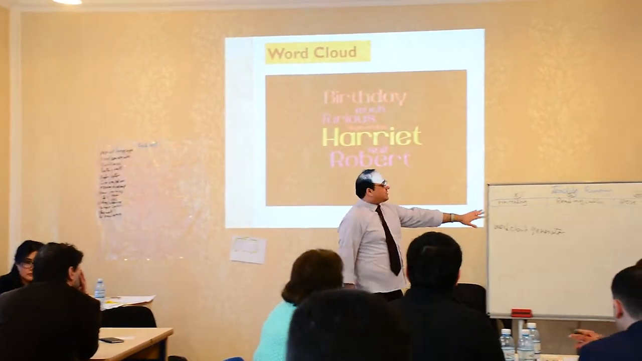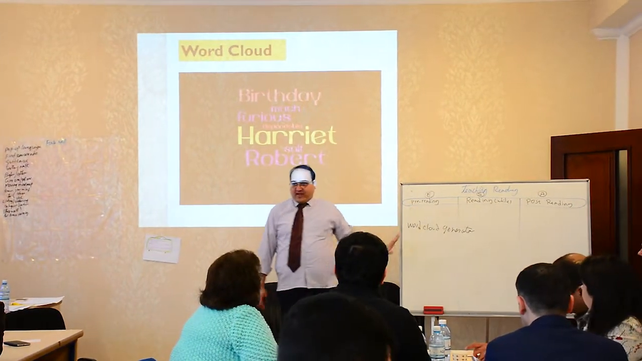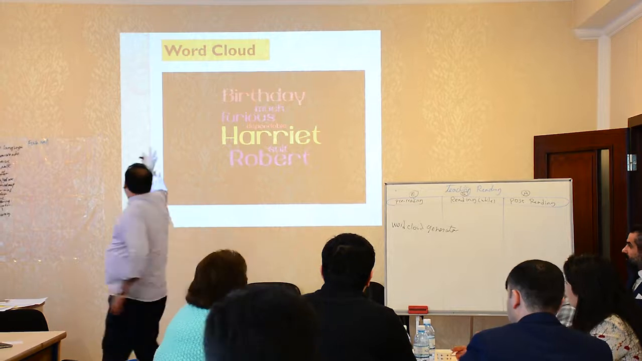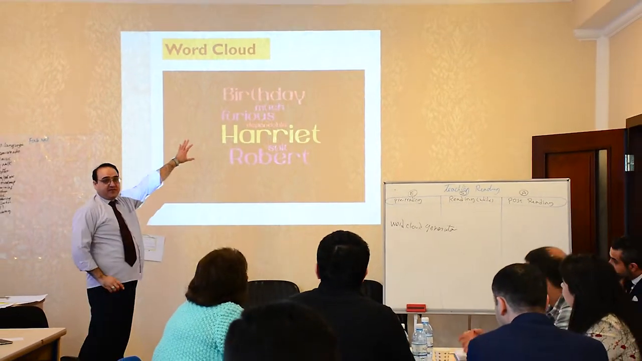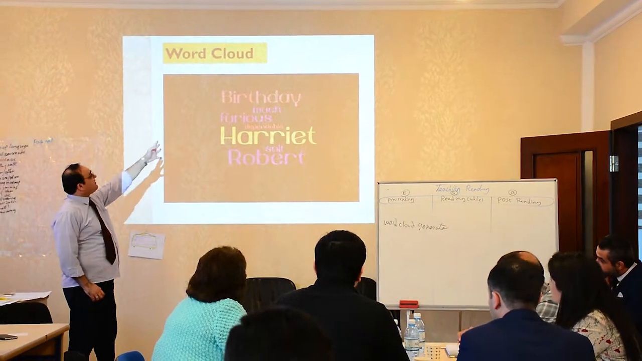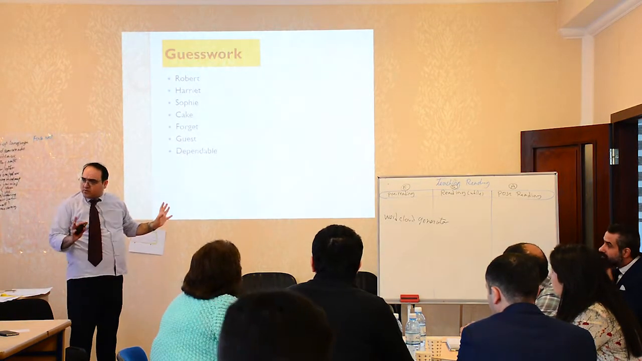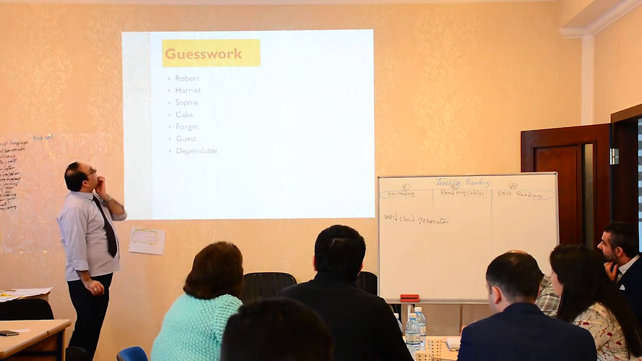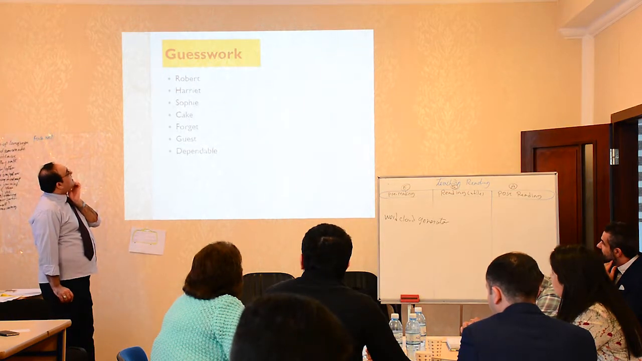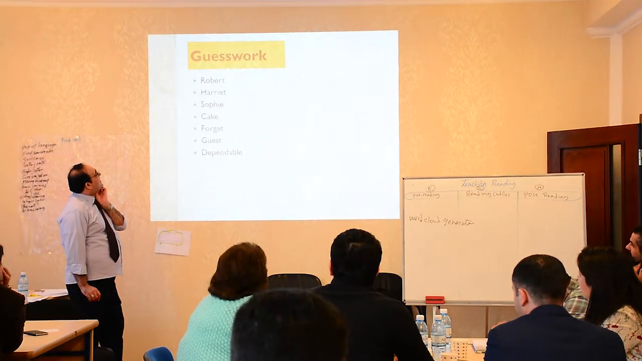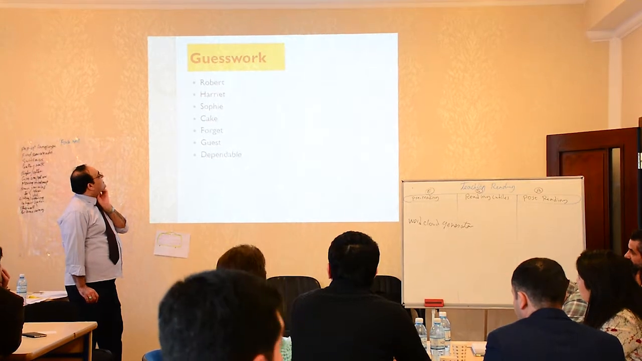Look, we are still in the pre-reading phase. I picked some words from the text. It can be through a word cloud, it can be just a list. Depends on the way you want to do it. Look at this list now. Robert, Harriet, Sophie, Kate, forget, dependable.